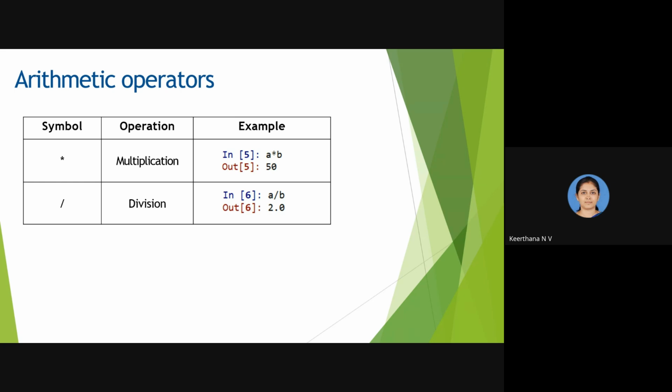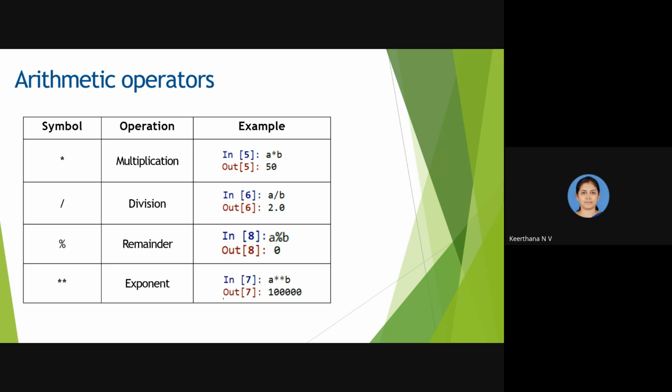After this division, A divided by B, 10 will be divided by 5, that is 2. And again, this is a modulus operator. It means if you use this percentage symbol on two variables containing values, it will give you the remainder value after dividing. That is the modulus operator.